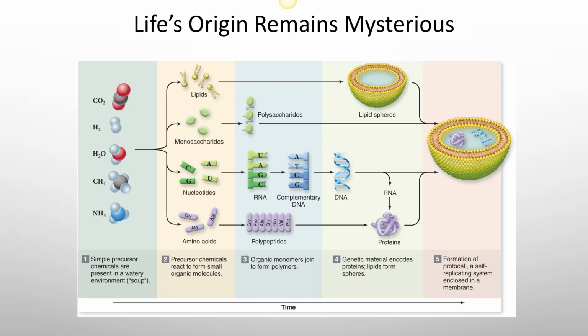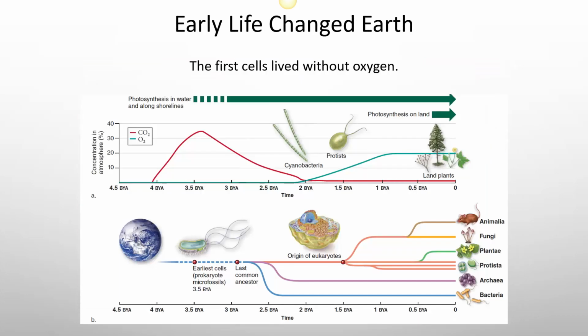We talk about the origin of life. So life's origin remains mysterious. We do know that the original atmosphere had no oxygen in it. Initially, we had these pre-amino acid-like structures come together, and then these chemicals started to combine. We started to create hydrophobic and hydrophilic molecules, and membranes eventually formed.